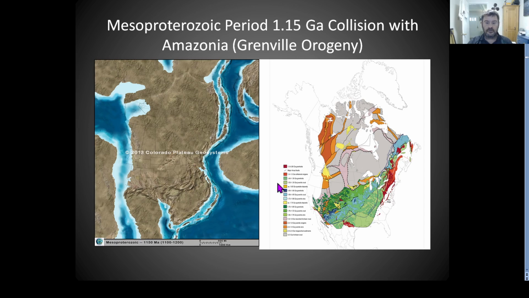Now we get to the Mesoproterozoic, the Grenville orogeny. So this is the one we were just talking about. This is the way it kind of looked. You now have Amazonia right here, probably Baltica here. And you have a series of island arcs. So this would be New York right here. New England would be up in here somewhere.